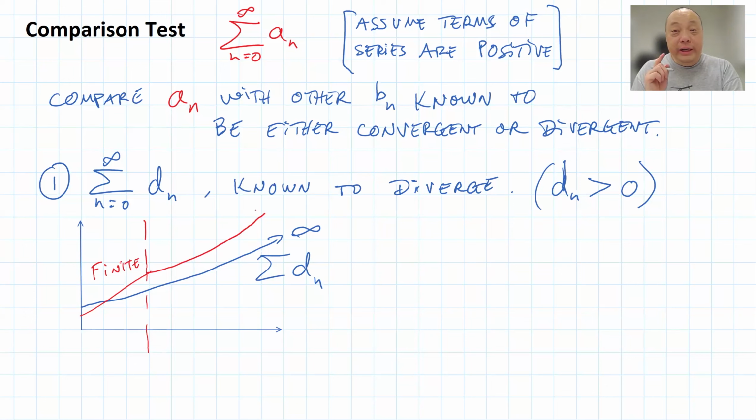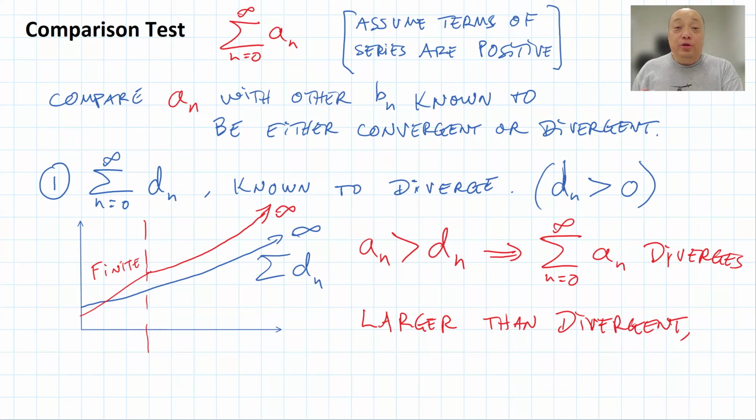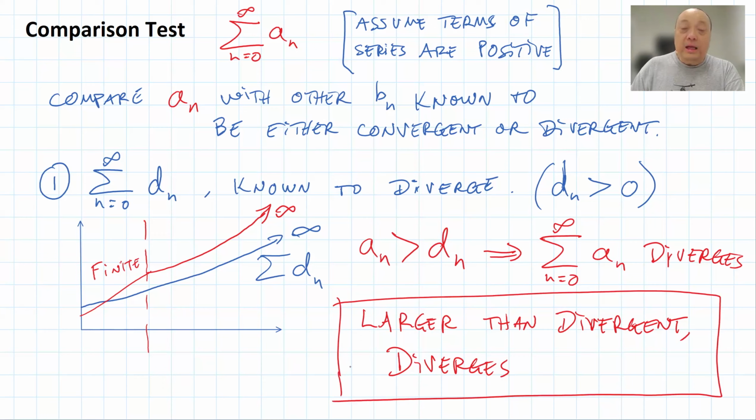At the tail end, if we know that our a sub n is bigger than d sub n, and d already goes to infinity, then the sum of a sub n for sure will have to go to infinity because it will have to be bigger. So if this happens, then we know that the sum of a sub n also diverges. So the first rule is that if you compare and you find out that your series is larger than a divergent series, then your series also diverges. That's rule number one.